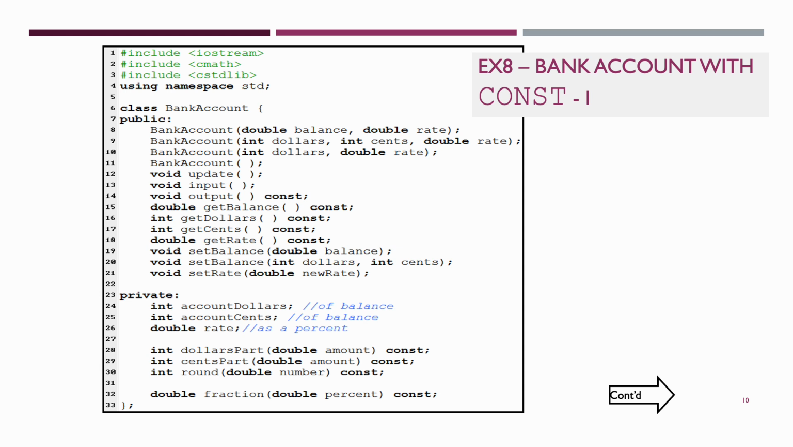The bank account class demonstrates effective use of the constant keyword to enforce read-only behavior for methods that should not modify the internal state of the object. This design pattern is crucial for writing safe, maintainable code, especially in large projects where accidental modification of object data can lead to bugs. By making methods constant, we ensure that the object state is protected while still allowing access to this information.